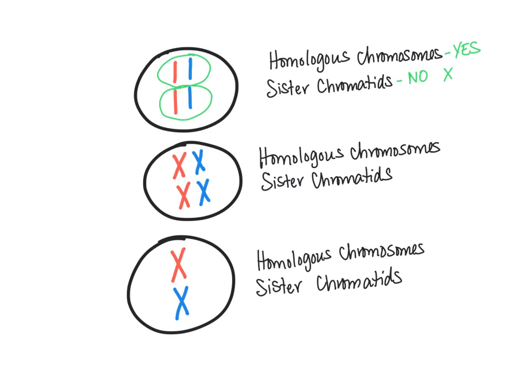In our second cell, we do still have homologous chromosomes because we still have those paired chromosomes. So the answer to that one is yes. We also have sister chromatids, because we have those X-shaped chromosomes present, and each of the two arms of the X equals a sister chromatid. In our last example, we no longer have homologous chromosomes, because we don't have those paired chromosomes anymore. However, we still have sister chromatids, because we have those X-shaped chromosomes present.